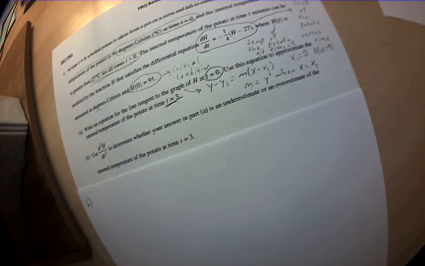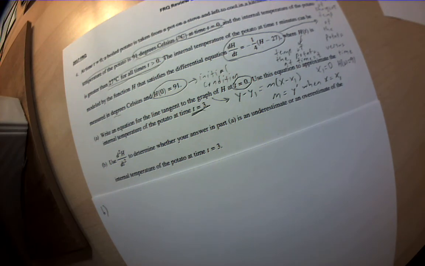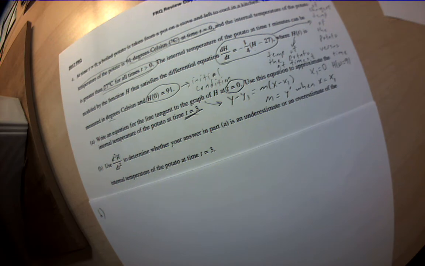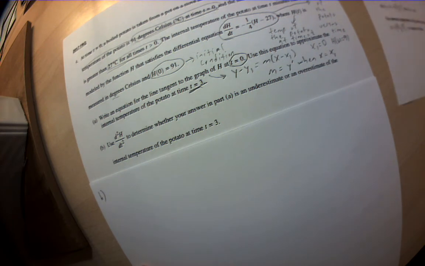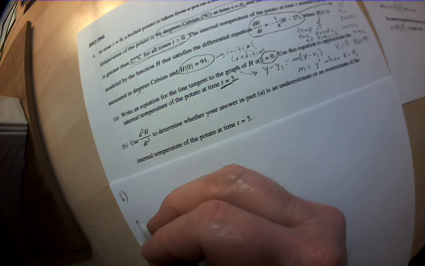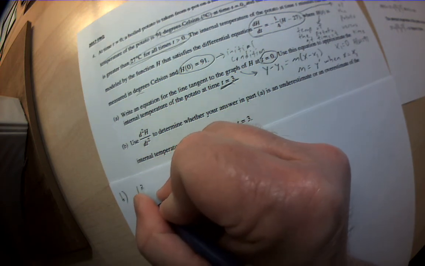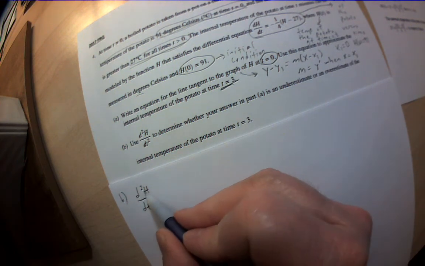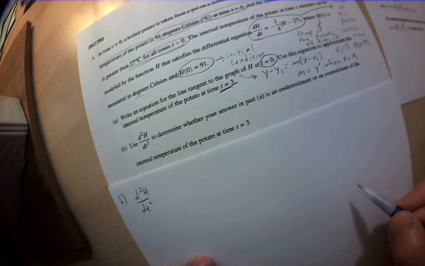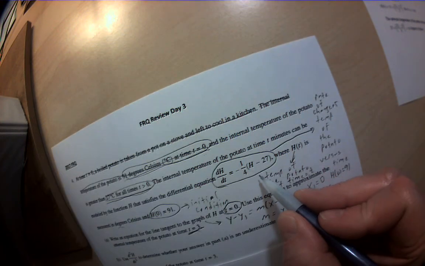Okay, guys, part B. Use the second derivative to determine whether your answer in part A is an underestimate or an overestimate of the initial temperature of the potato at time t equals 3. Okay, so there's a lot there, but what I know right off the bat is I need the second derivative. I need dh/dt, d²h over dt squared.